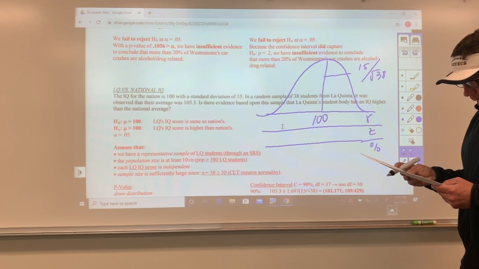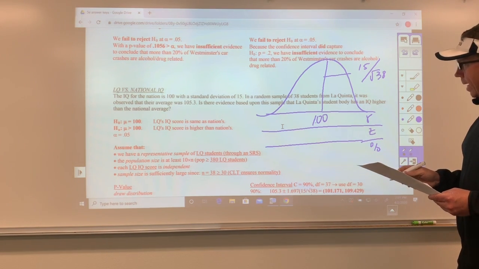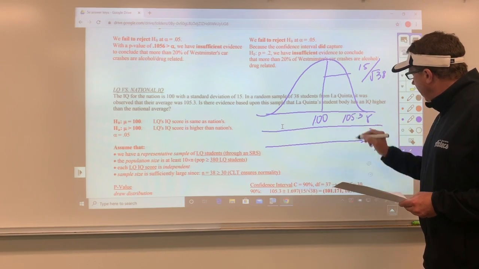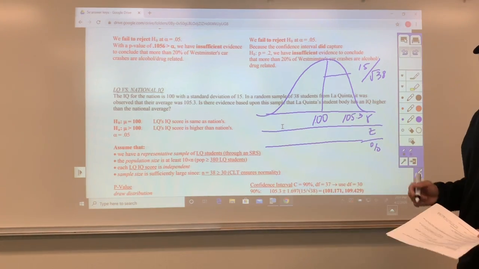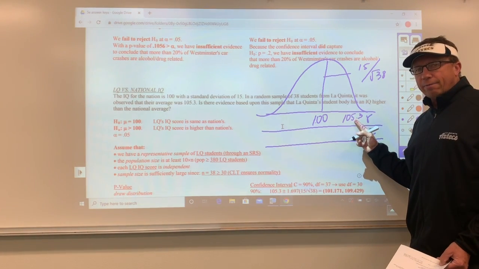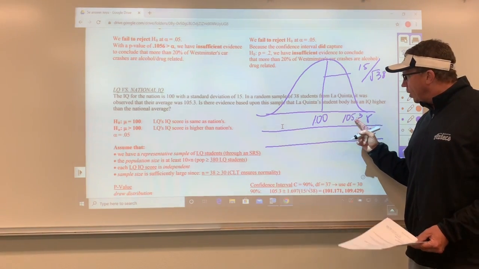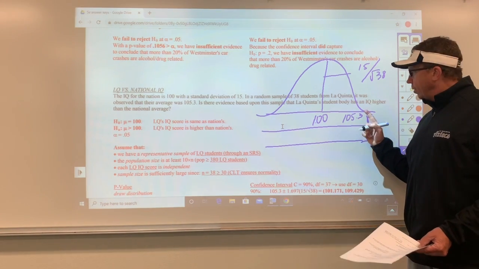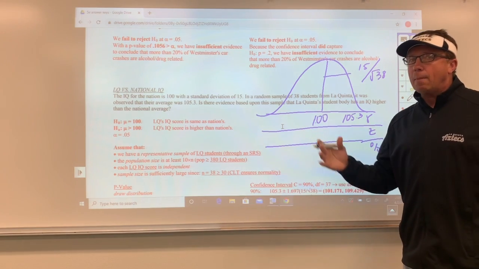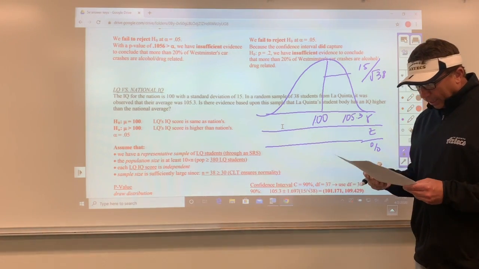Then we are going to have 105.3 as our x bar. So the question is, 38 students averaging 105.3, is that good enough to say that we've proven that the whole group is probably over 100? Okay, let's check it out.